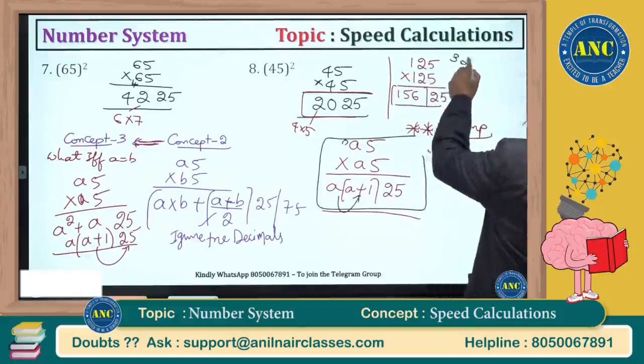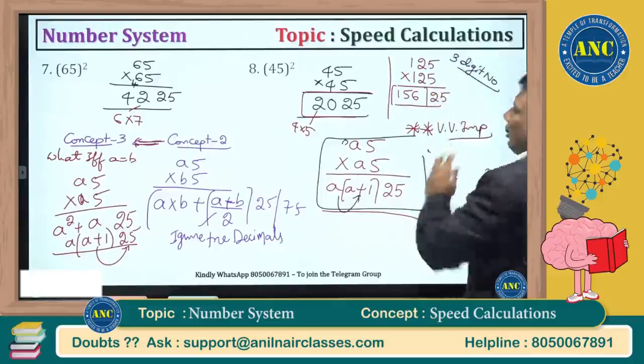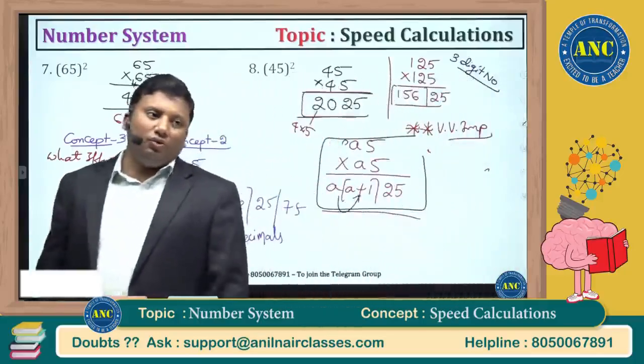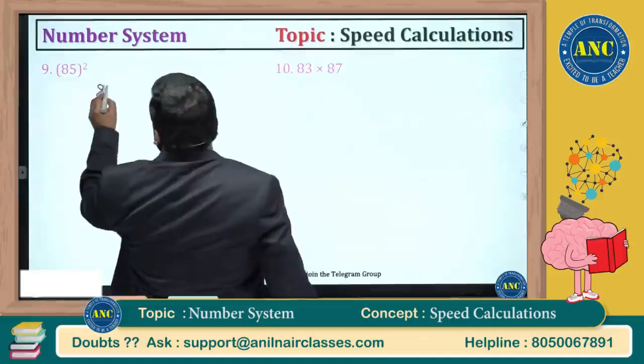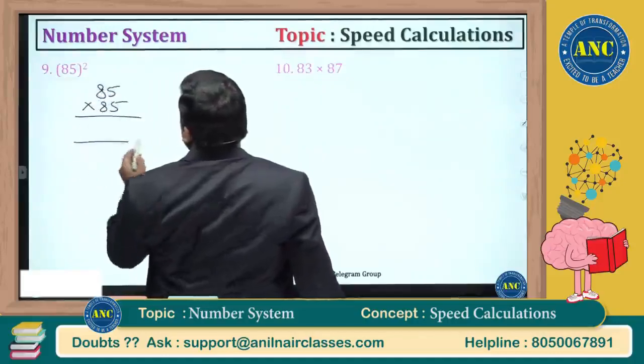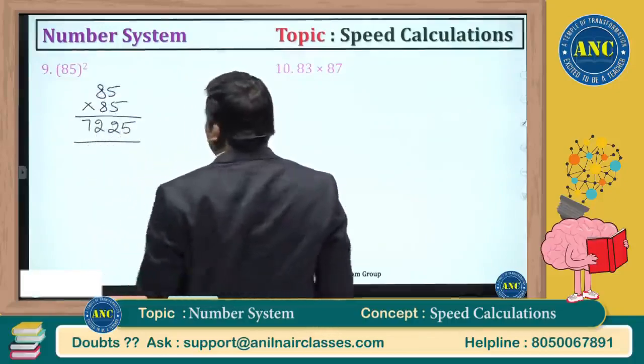This is for a 3-digit number. I hope the idea is clear. A into A plus 1, ending with 25. A into A plus 1: 85 square is 85 into 85. A5 into A5, 5 5s are 25. A into A plus 1.